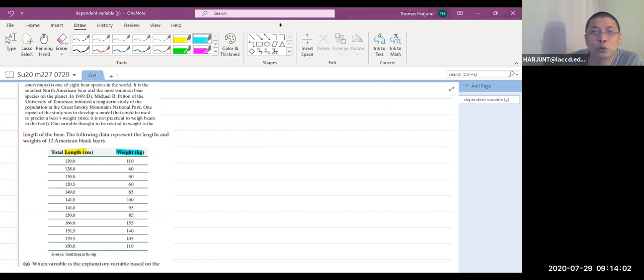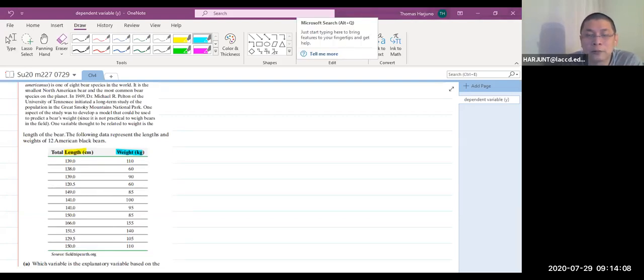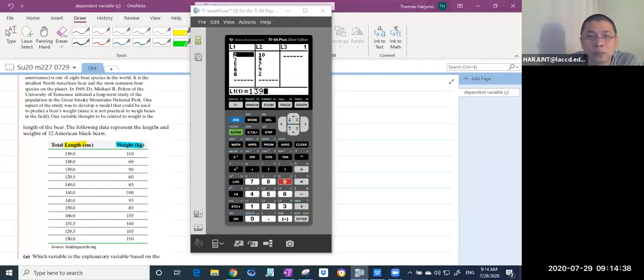Okay, you do it, I do it too. You plug into your calculator, I plug into my calculator. Show you what I do. Yeah, you can clear the list first, but you can also write over it because the number of data I have is more than 5 anyway.